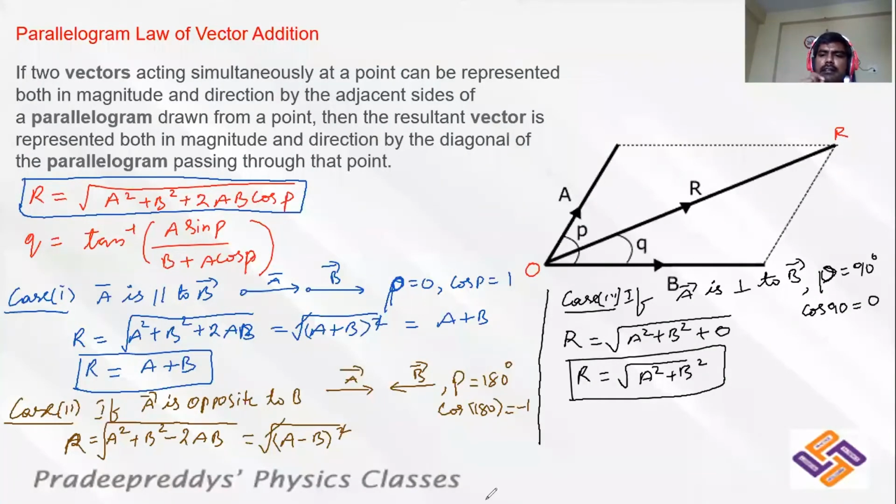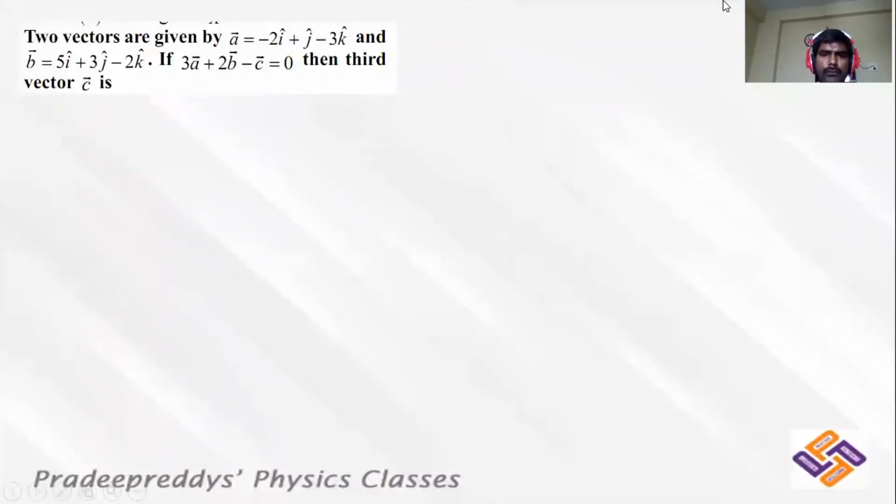Diagonal is the resultant vector, and already we know resultant magnitude is equal to under root A square plus B square plus 2AB cos of the angle between those two vectors. You can find out the angle by using the basic formulas, right? So this is a very simple thing. Two vectors are given to you.